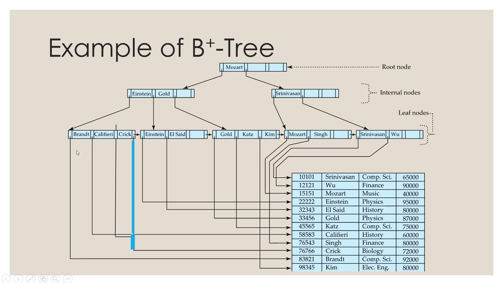Okay, same thing here. Anything less than Einstein will go here. Anything between Einstein and Gould, including Einstein, will go here. Anything greater than Gould will go here. Okay, and down here, these are the leaf nodes. These leaf nodes are not pointing to another node, but to the actual location in the file where the record is stored. So this particular one is pointing to this one right here where you can find Brent. Over here, this pointer is pointing to where Kim is actually stored, and you can access the file this way.